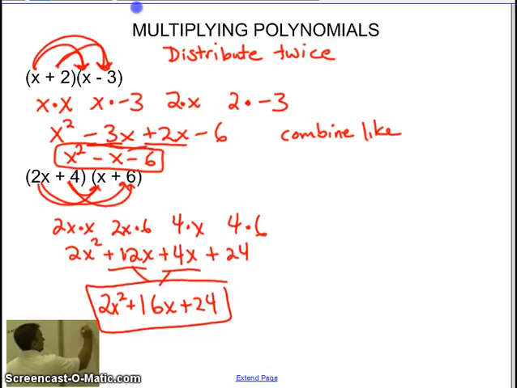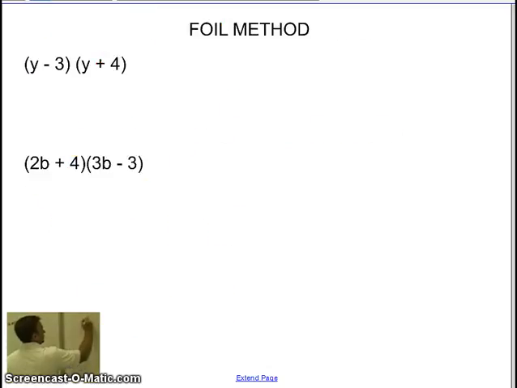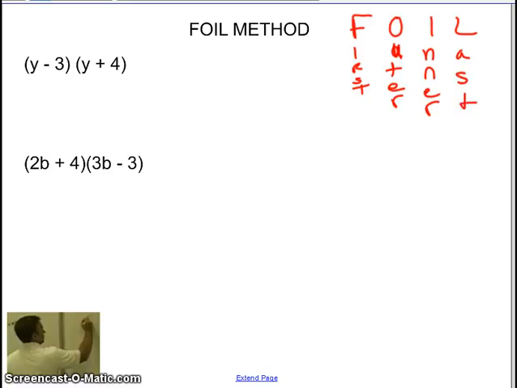Alright, so that's one method for multiplying polynomials. It may be the best method for you. You might find the next 2 methods work a little bit better. The next method is called the FOIL method. It's kind of like what we just did, but it has an acronym to it. FOIL gives you the order in which you can multiply the binomials. We're going to multiply the first, then the outer, then the inner, and then the last. So we're going to multiply the first term in each binomial, y times y.